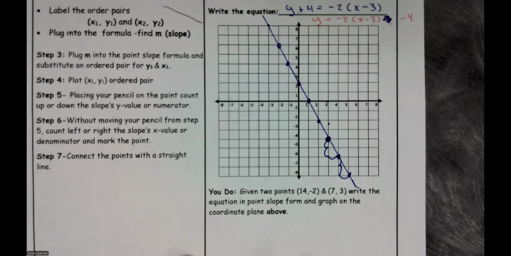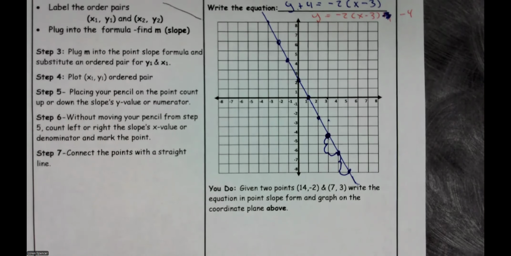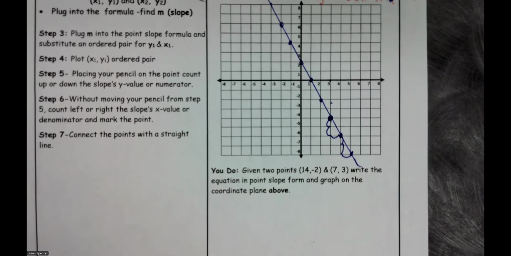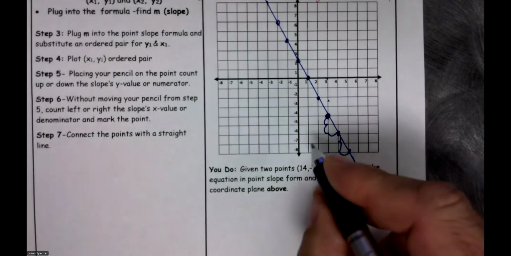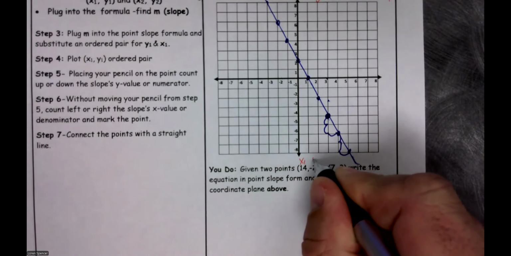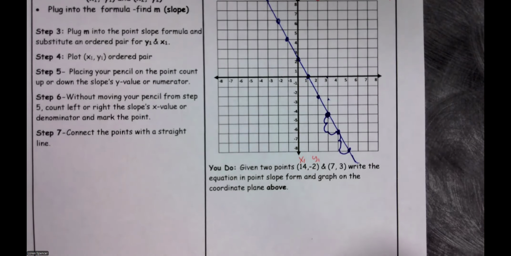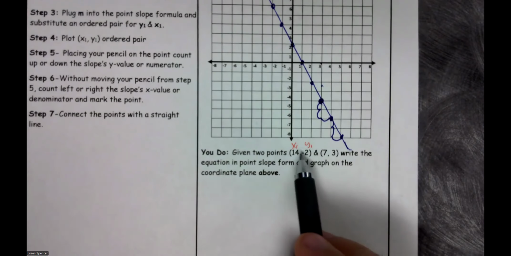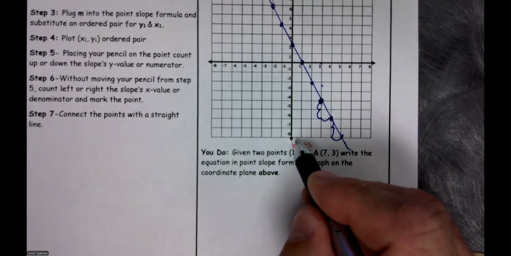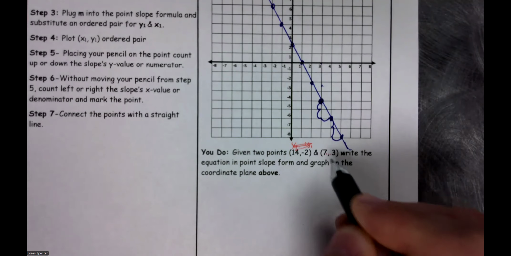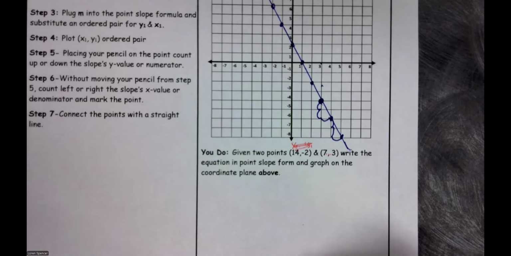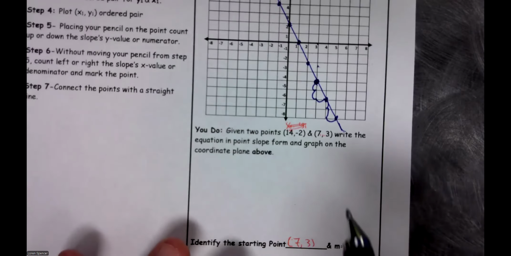Okay, very last thing for the notes. Given 2 points, write the equation in point slope form and graph on the coordinate plane. Well, first off, we need to identify our x1, y1. Well, we now have that, so that's our starting point. But this won't fit on the plane, so I can't use that as a starting point because 14 is off the plane. So I'm going to have to use this one. I'm going to have to use 7, comma 3 as my starting point.